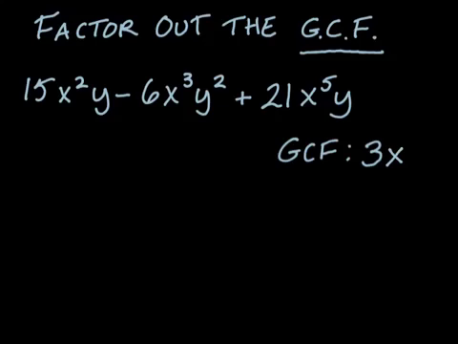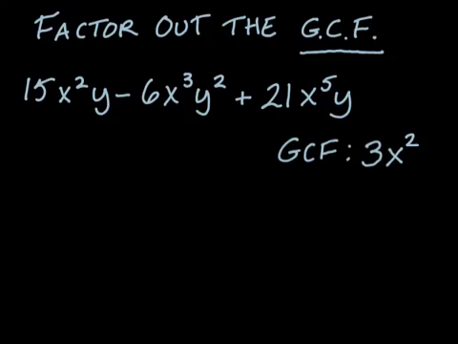Now to know what exponent to use. Well, all we're going to do is look at the original problem and see what the smallest exponent for x is. We have a 2, a 3, and a 5. The smallest is 2, which means x squared will be part of our greatest common factor. So thus far we know our greatest common factor is 3x squared, but we're still missing one part.